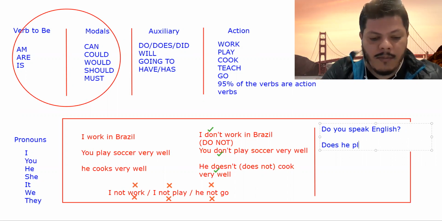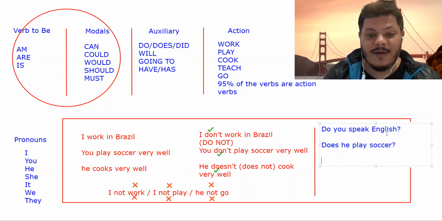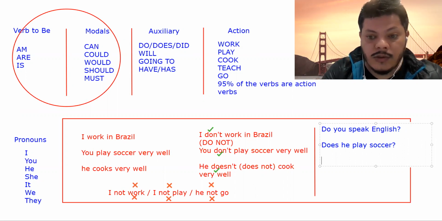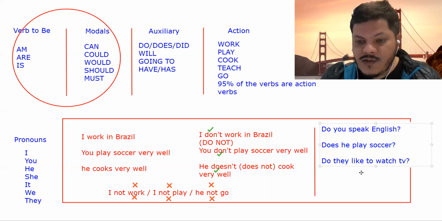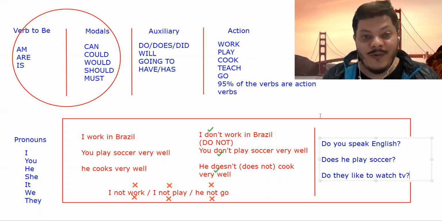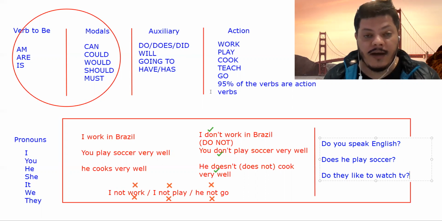Does he play soccer? That's how you ask a question. Okay? You understand? Do they like to watch TV? I don't know, something like that. So that's why we use do, does, and did sometimes in the beginning of the questions, right? When you have action verbs, you have to use it.